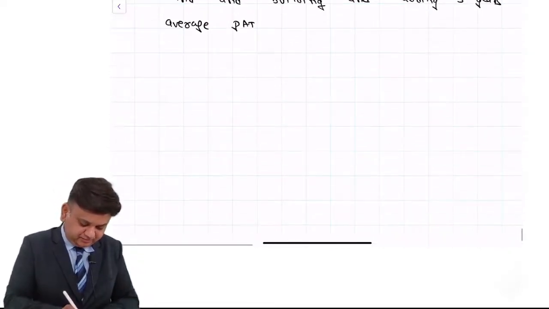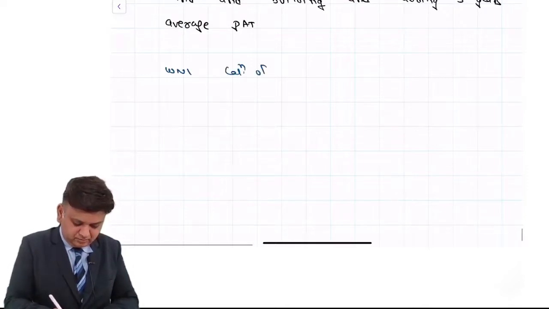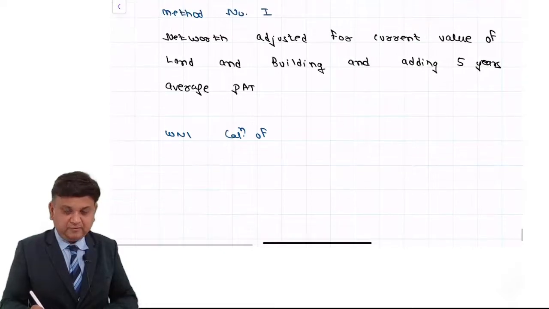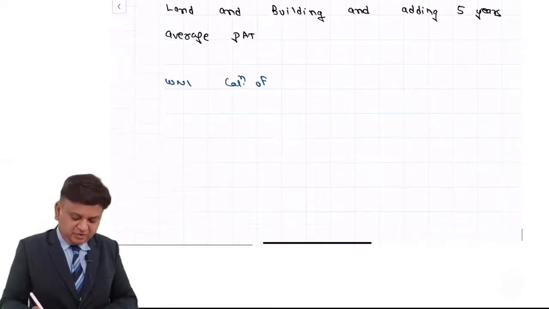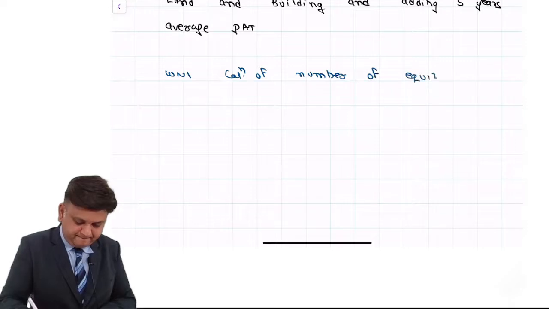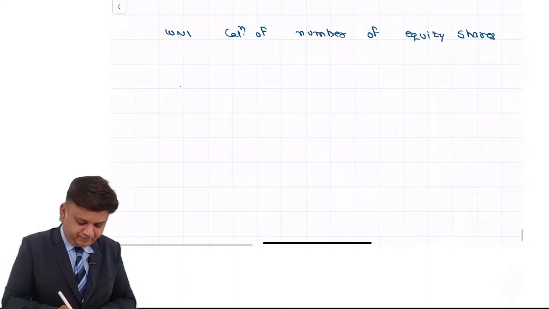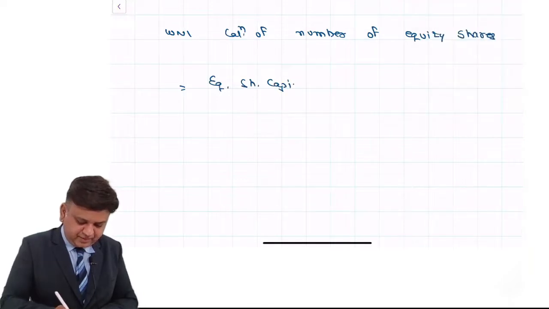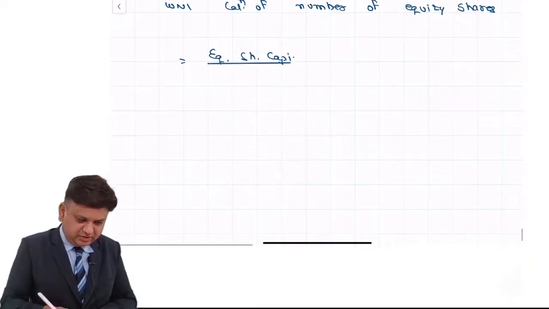In the breakdown, working note number 1, calculation of number of equity shares. So it is equity share capital divided by face value of share.